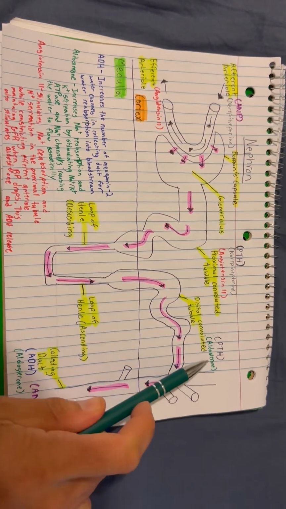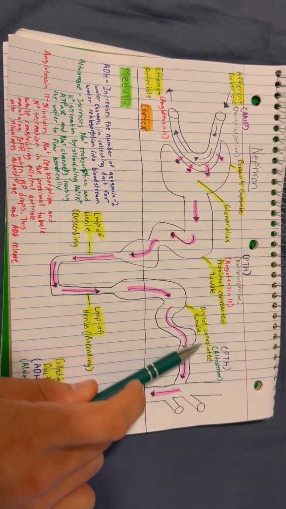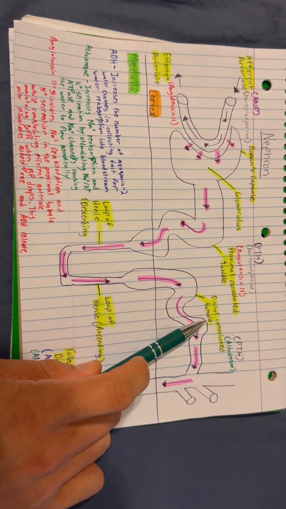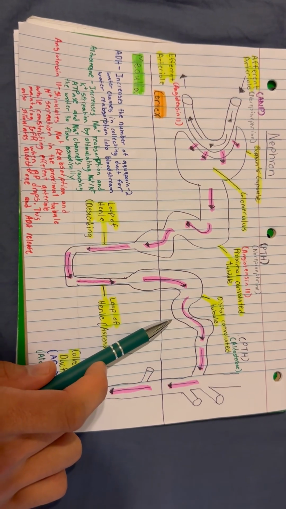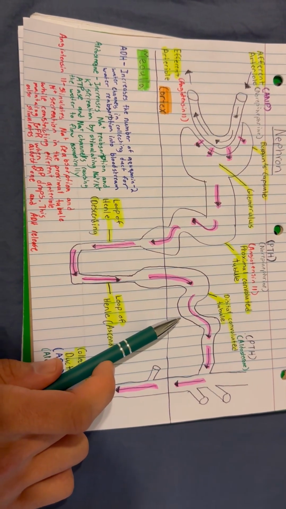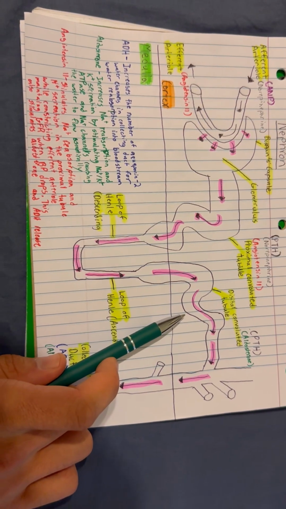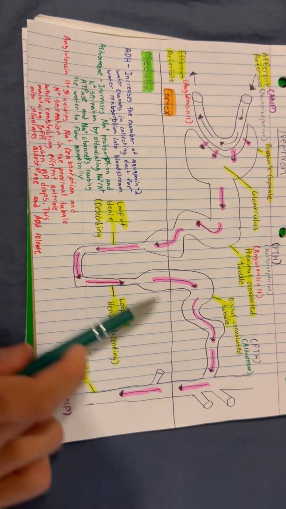Then we have the aldosterone. This hormone acts on the collecting ducts and it also acts on the distal convoluted tubes. This helps reabsorb sodium, and it secretes potassium as well. This is overall good for water retention.